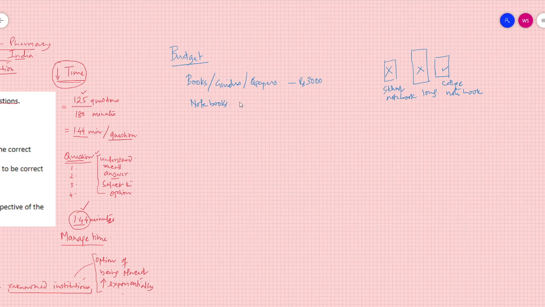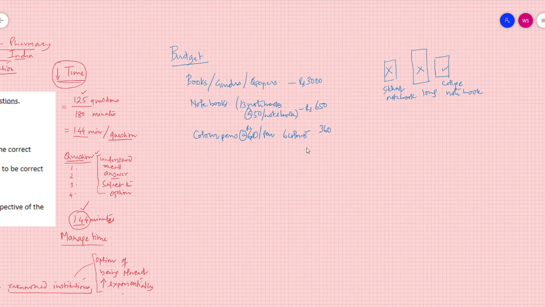So you need to purchase at least 13 notebooks. At about 50 rupees per notebook, that would be somewhere in the range of 650 rupees. Then you need colored pens, at 60 rupees per pen. Assume you have 6 colors, that would be about 360 rupees.